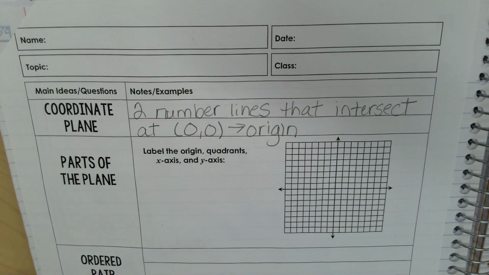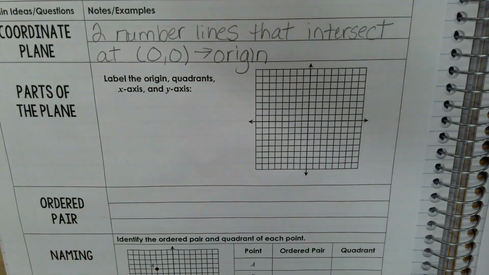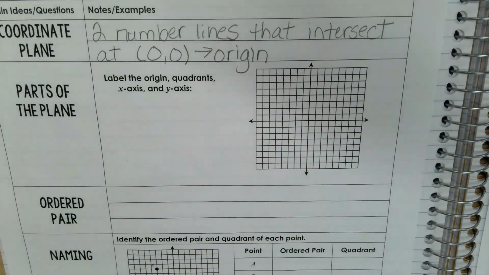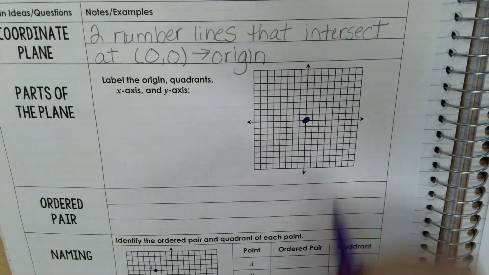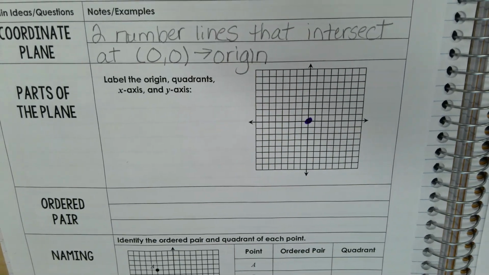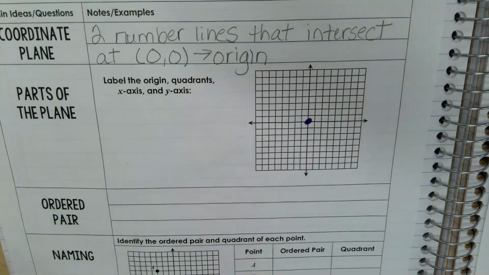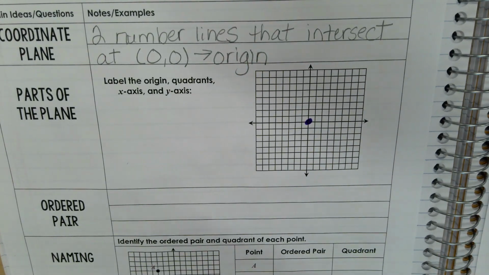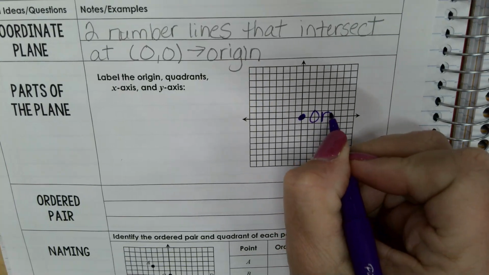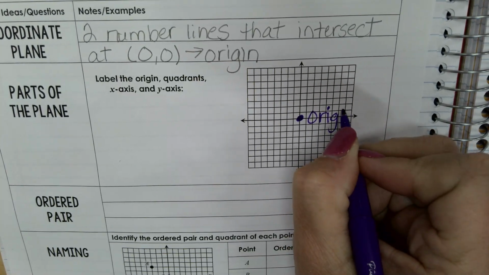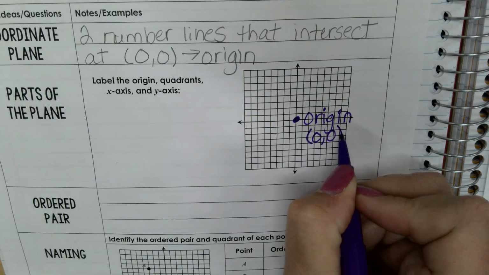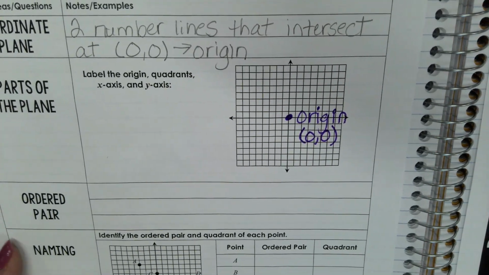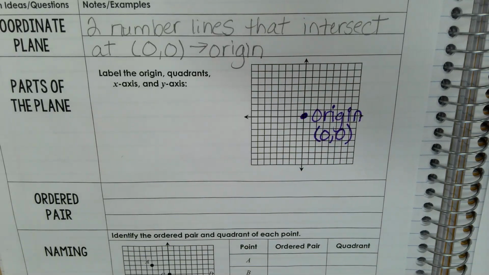Okay, let's label them. So first, let's label this right here. Oh, wait, hold on. Let me get my purple pen. What is this called right here where they cross? What is that dot called? It's the origin. Okay, it is the origin. O-R-I-G-I-N. And that ordered pair, its special location, its GPS address is at 0, 0.